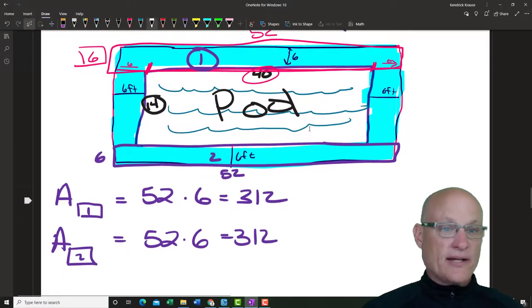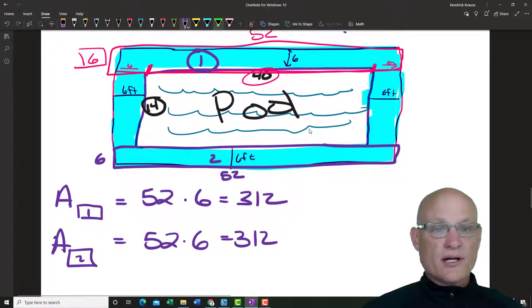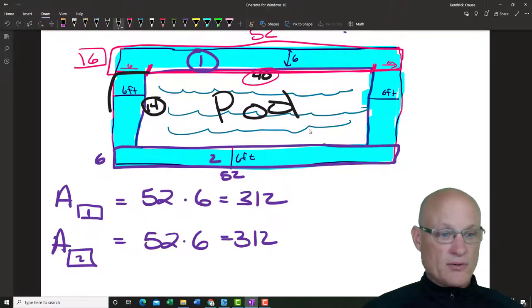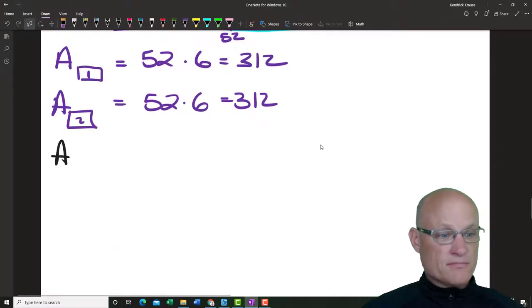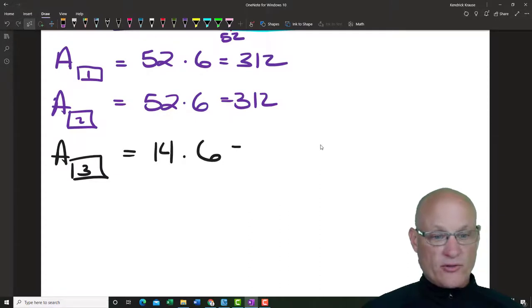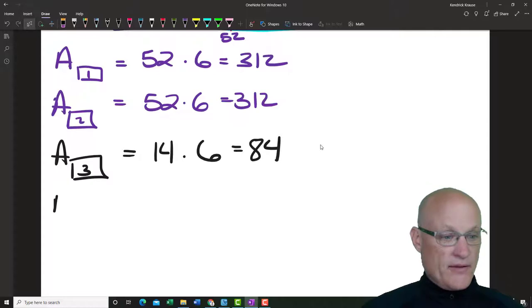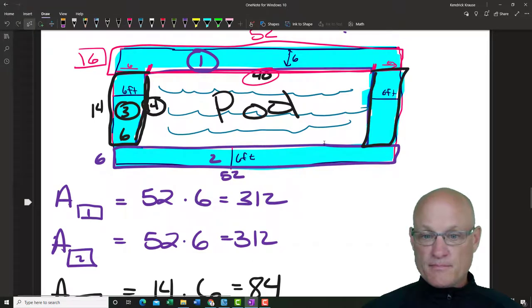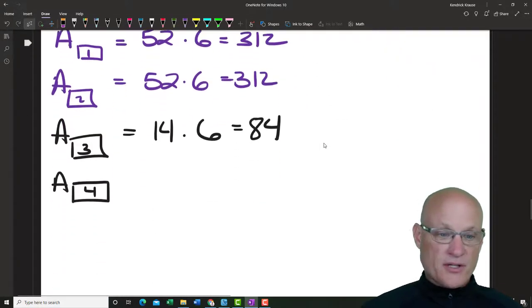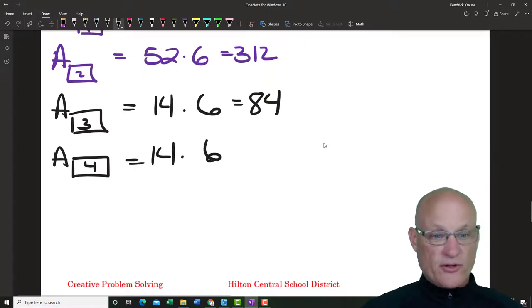And then we're going to look at this rectangle. Well, this rectangle is relatively easy. It's 14 this way and 6 this way. And we're going to call this area 3. So area 3, by the way, this is the hard way to do the problem, is equal to 14 times 6, which is 84, and then area 4, which hopefully you understand very simply, is also this spot, 14 times 6, which is also 84.